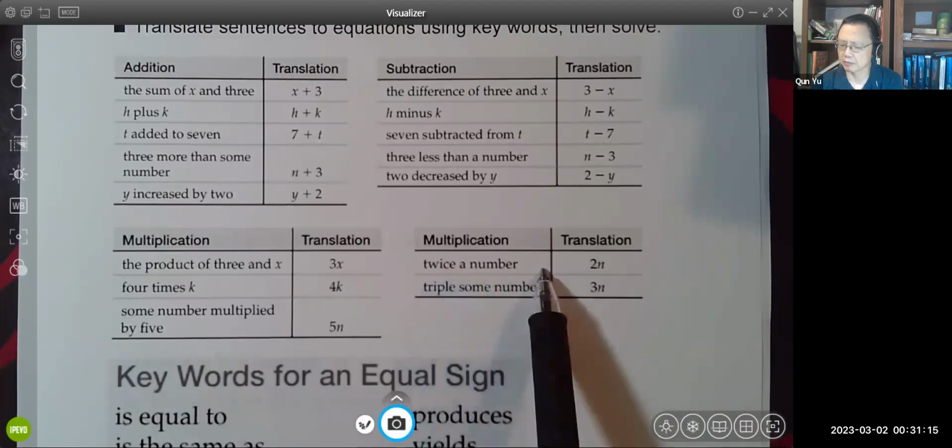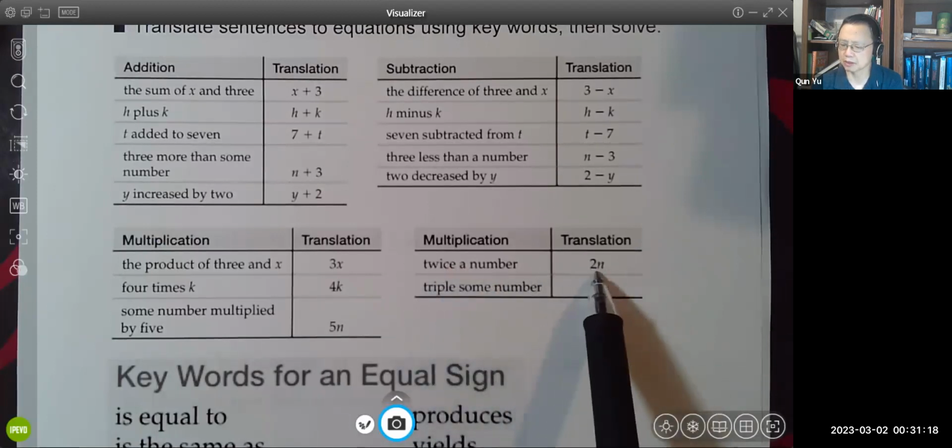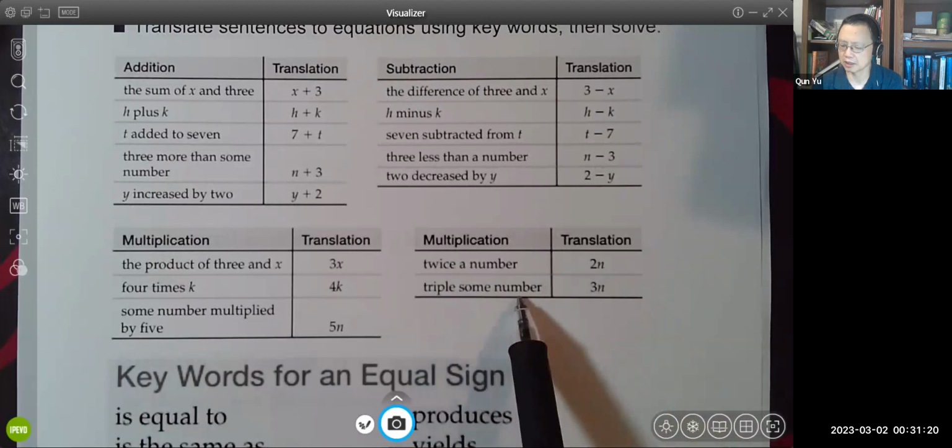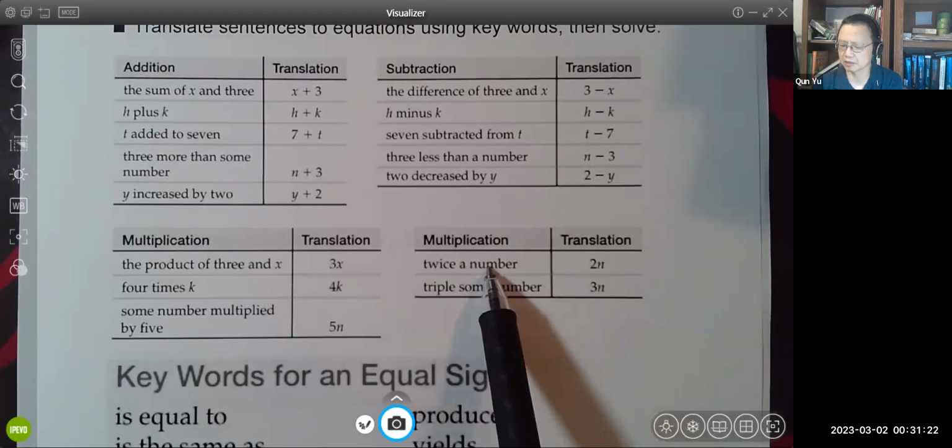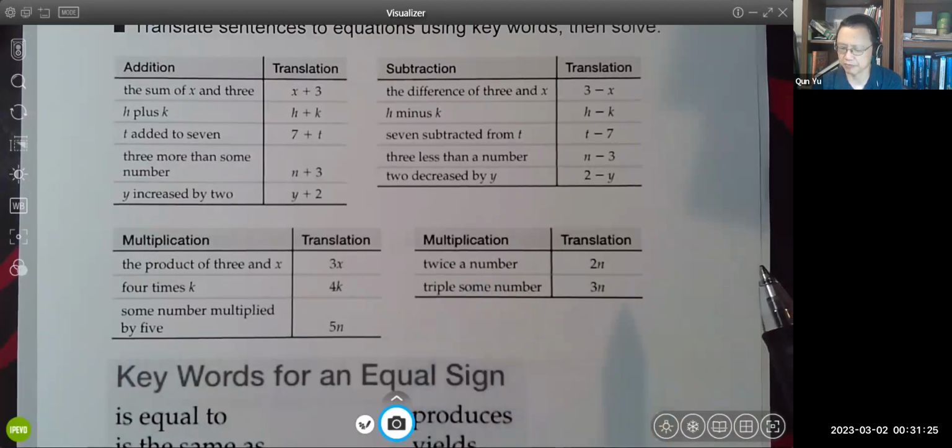Next one, twice a number. So double a number, using 2 multiplied by that number. Triple a number is pretty much like this one. It's just a triple instead of double.